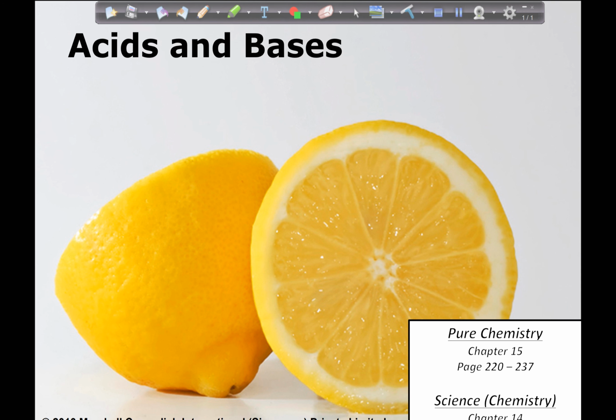Okay, class. Now, this is the first session of your acids and bases. For more information, you can refer to your textbook. For pure chemistry students, you can refer to chapter 15 of a chemistry textbook, and for science chemistry students, it will be chapter 14 of a chemistry textbook.